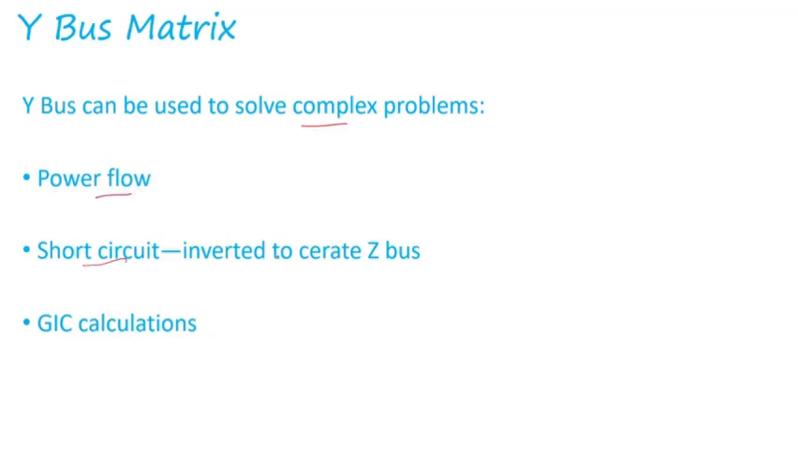In short circuit, basically you invert the Y bus to get the Z bus. In other words, the Z bus is equal to the inverse of the Y bus matrix. And it can also be used in GIC calculations, except in GIC, obviously, it only uses resistances.